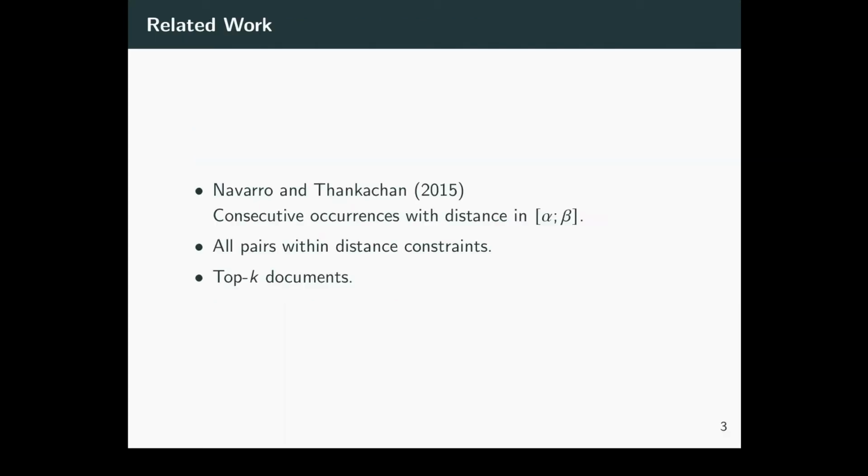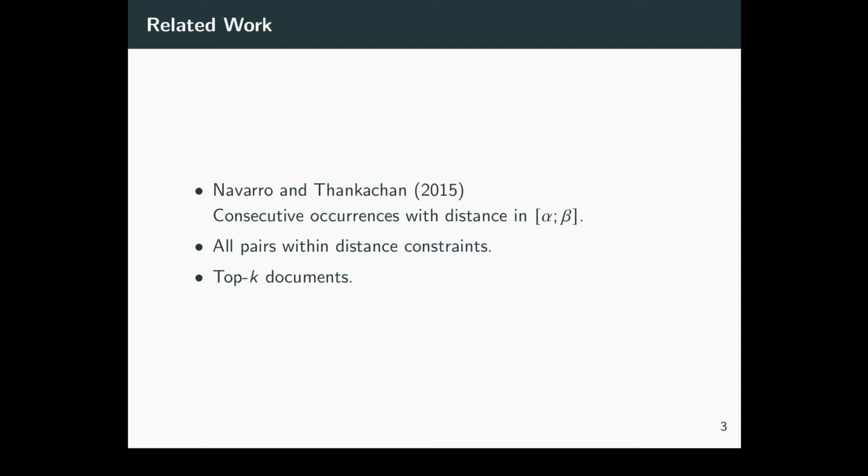As far as we can tell, this problem hasn't been studied before. However, in 2015, Navarro and Thankachan studied a closely related problem where the goal was to find consecutive occurrences where the distance fell within some specified interval. Another line of work is finding all pairs within some distance constraints. The difference here is that they spend time proportional to all the pairs instead of only the consecutive ones.